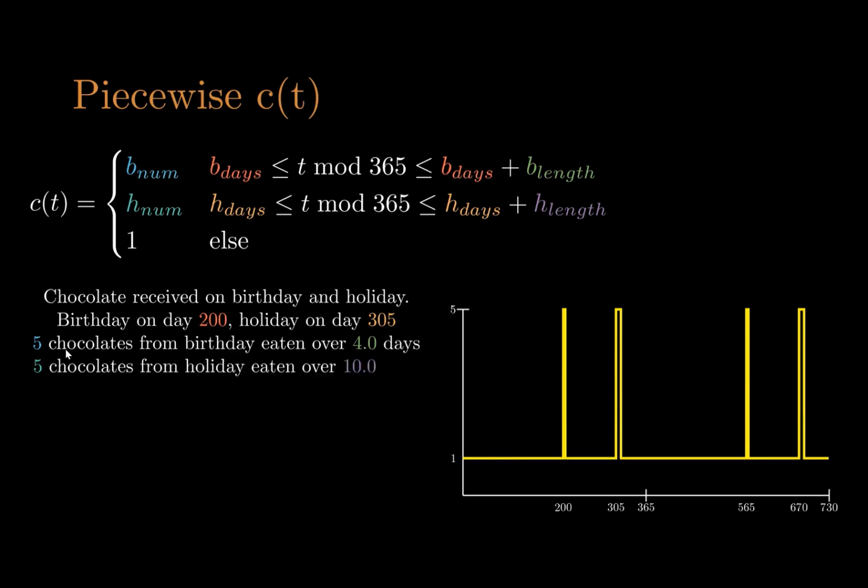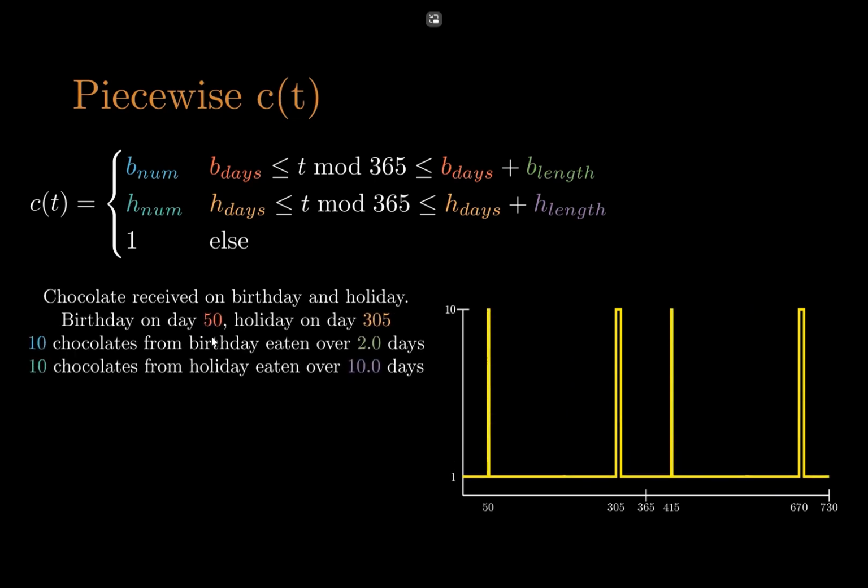Additionally, we wanted to be able to see how different birthday dates relative to other holidays, in this case Halloween, impacted children's lead levels. So we created this periodic piecewise function where we can adjust our dates, consumption levels, and lengths of consumption. In this example, we have our birthday on day 200 and we are consuming 5 chocolates per day from both our birthday and holiday supply, which lasts us 4 days and 10 days respectively.